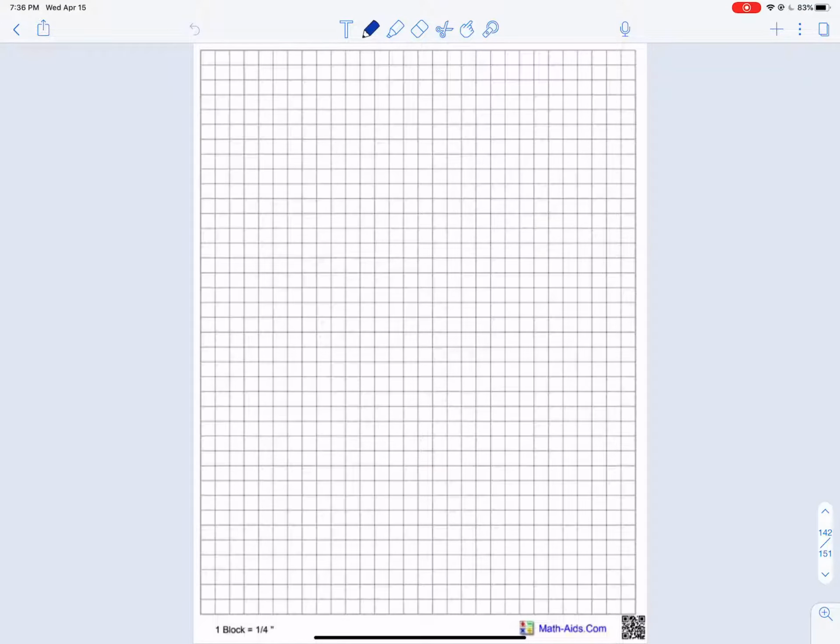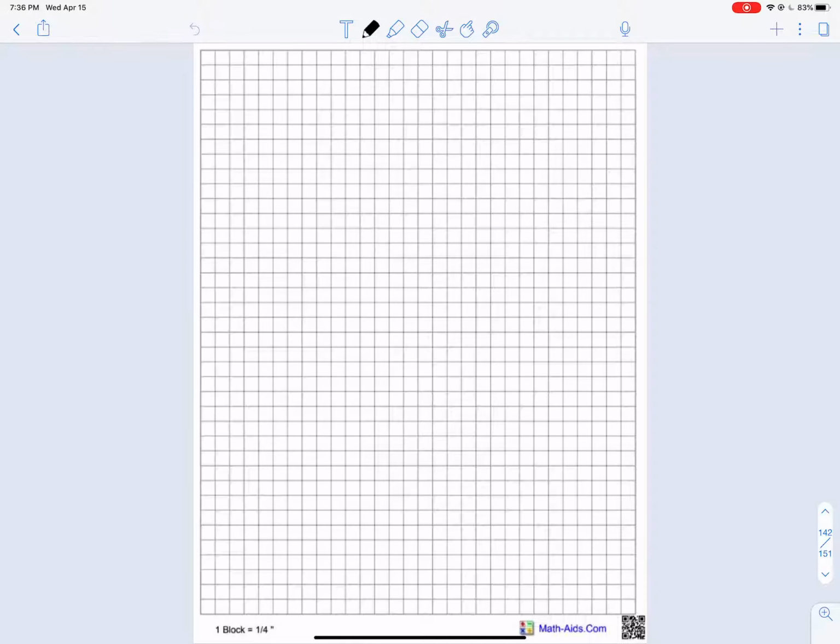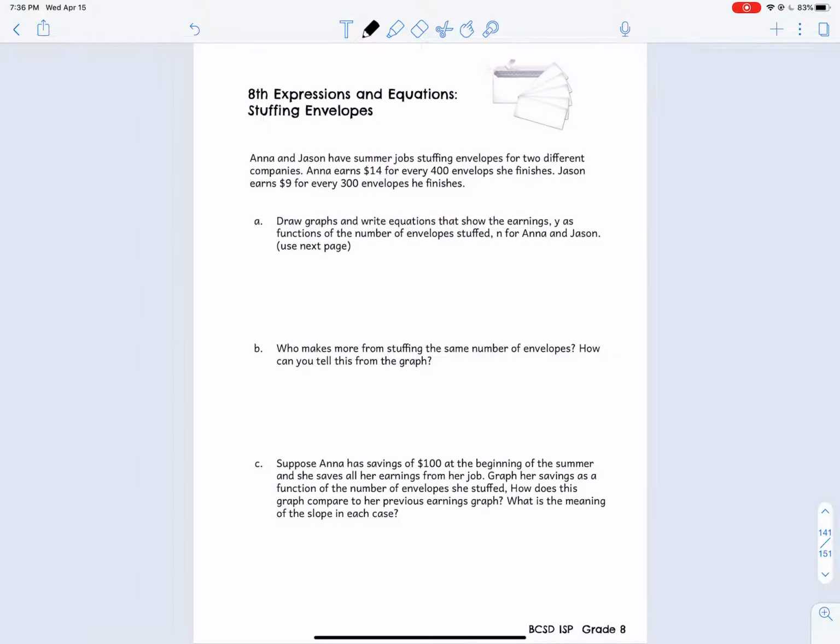So we have a graph. We're going to put both of their information on the same graph. I'm just going to start this off with my X and Y axes. This is X. This is Y. And it said Y is the amount that they earn. So earnings as Y, and the number of envelopes stuffed is N, or we're going to say that's X.